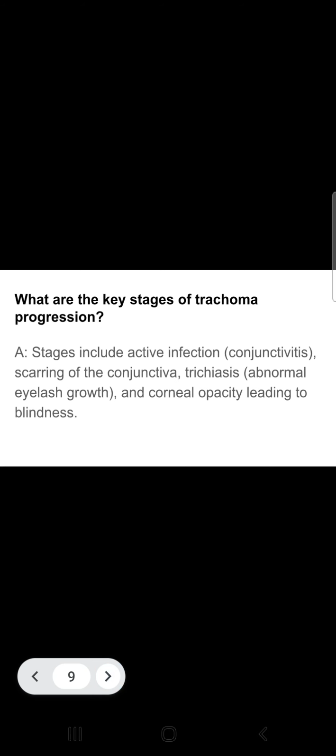What is the leading cause of preventable blindness in the world? Answer. Trachoma is the leading infectious cause of blindness globally. What are the key stages of trachoma progression? Answer. Stages include active infection, scarring of the conjunctiva, trichiasis, which is abnormal eyelash growth, and corneal opacity leading to blindness.